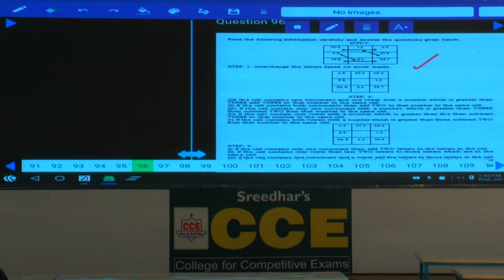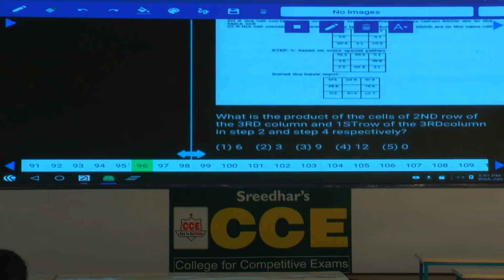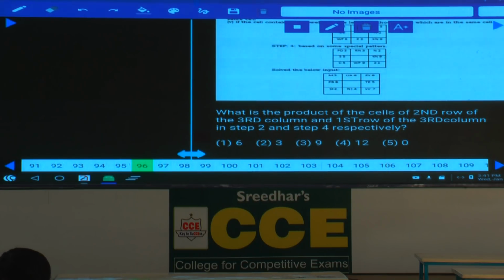Yes, tell me what is the input here? What is the input in the given question? Now I am talking about this input. The final input is this one: M3, UA6, RY9, PB8, TE5, QO2, NI4, LV7. Now this is the input which you are supposed to solve, isn't it?